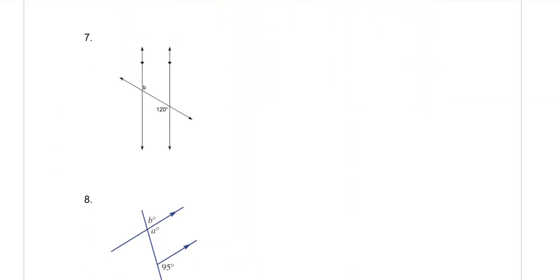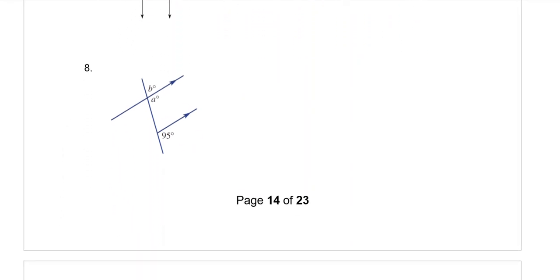Question 7, I can see that there are some parallel line markings in here, so we probably want to think about our 3 parallel line rules. Let's trace around the B and trace around the 120, and you can see a Z shape in there. The angles in the Z shape are equal, so B is equal to 120, and the name of this is alternate angles. So we say alternate, or alt for short, alternate angles are equal.